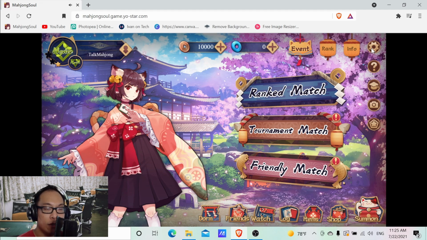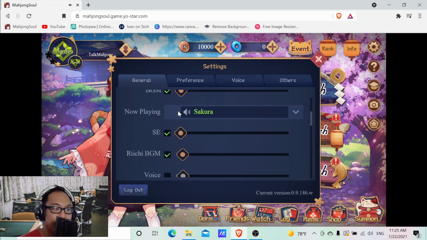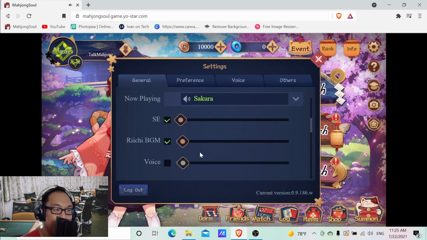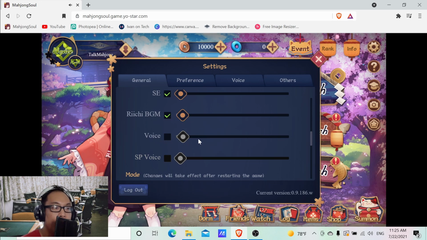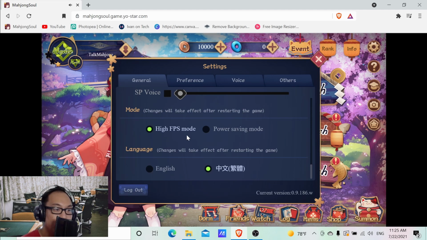So if you guys feel more ambitious to learn more hands, okay, basically we have the settings here. In the settings, you have the background music, the sound effects, the Riichi background music, and the voices, because the characters have their own specific voices, and if you want to hear your character say Pong or Chi or Riichi, you can turn it on. You also have different languages. You can set it to Chinese, I believe that's Mandarin, or English.